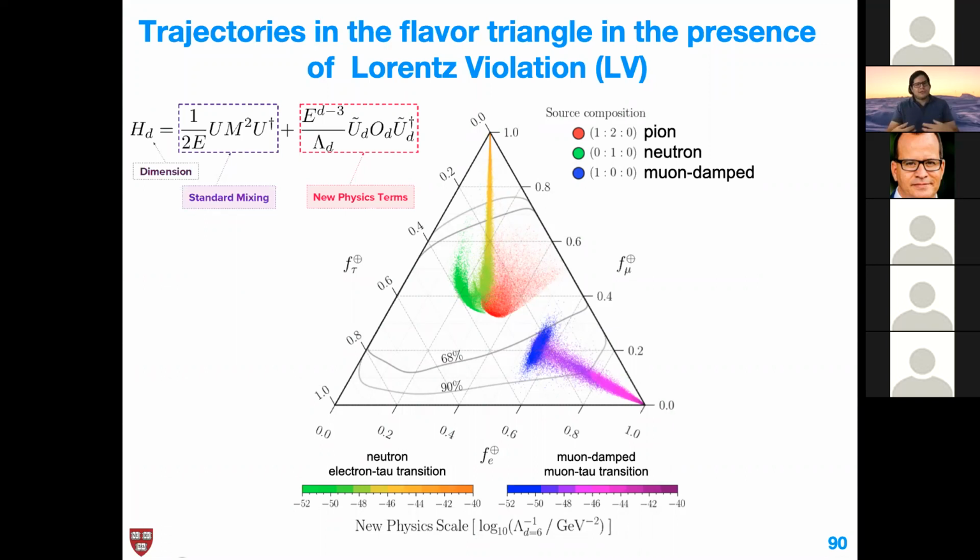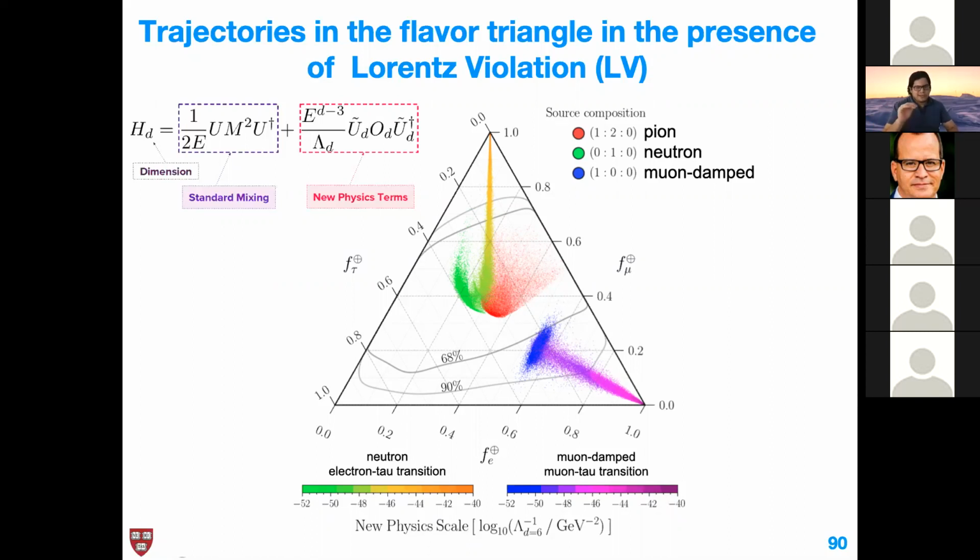So what we do is we have our Hamiltonian, which has a standard piece, and then we have these new physics operators. We write all possible operators that can modify the neutrino propagation. We organize the operators by the dimension of the operator in the Lagrangian, and then U here is essentially the flavor structure of that interaction, and lambda is the scale at which the operator is suppressed. And so they can modify these flavor trajectories.